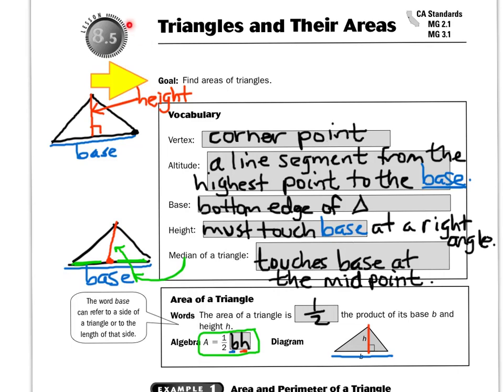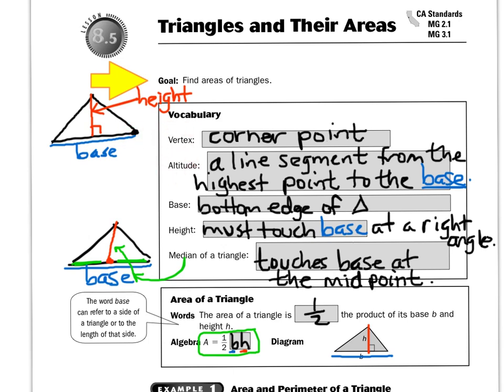Hello, you guys. Let's talk about 8.5, triangles and their areas. Well, the first thing we have to do is make sure we're all talking about the same parts of a triangle. So look at the vocabulary with me. A vertex, it's right here. It would be a corner point, okay?